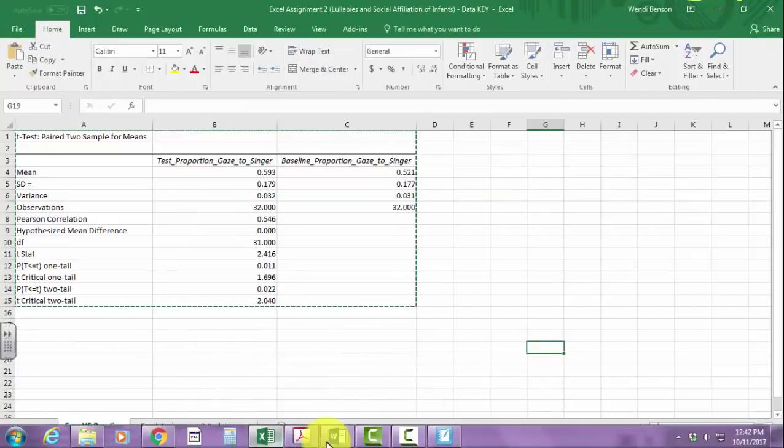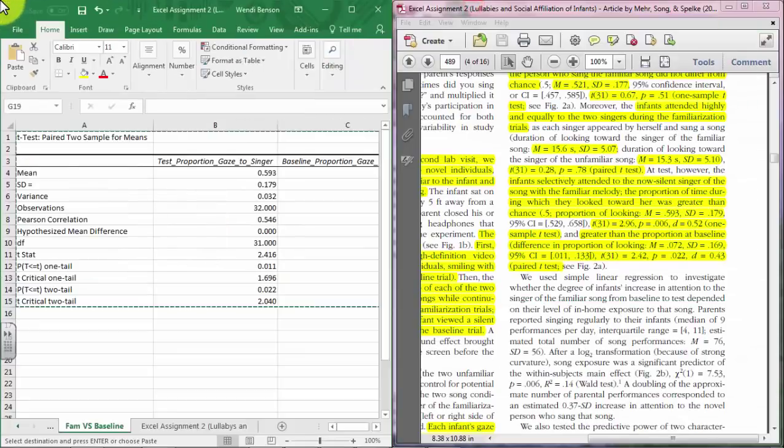So let's look at our Excel. Let's bring it over here, and then let's look here. So you can see that not only was the proportion of time during which they looked towards her greater than chance, but it was also greater than baseline. Now here you'll see that 2.42, that 0.022, and then Cohen's d we'll get really quickly. I'll show you how to get that in just a second.